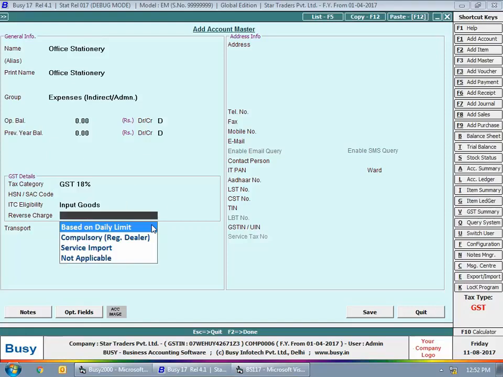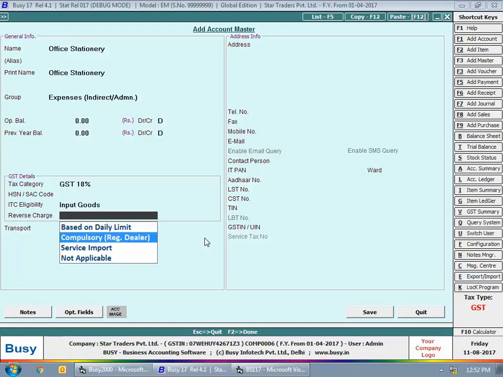Next is reverse charge. In this you see four options are appearing. First is based on daily limit, that is the liability of reverse charge will depend on the minimum daily limit. The minimum daily limit is 5,000 rupees, and if the total consolidated expenses of a day exceed 5,000 rupees, then only you need to deposit RCM to the government.